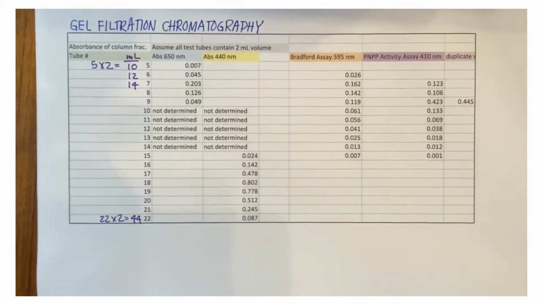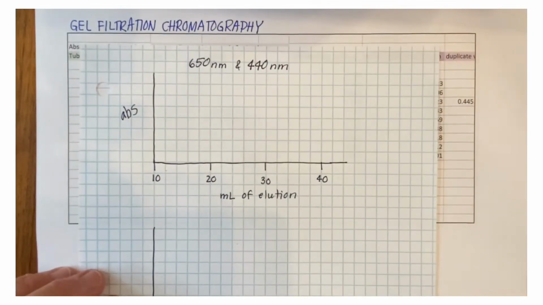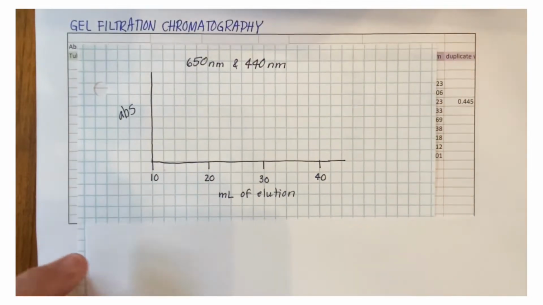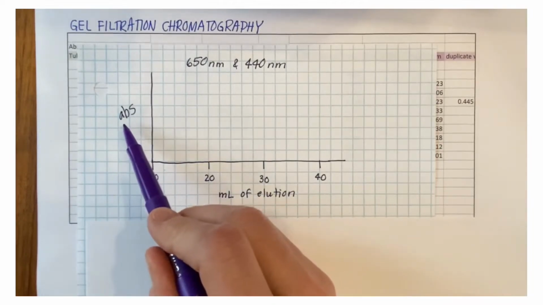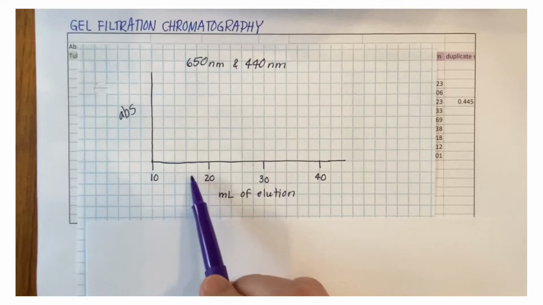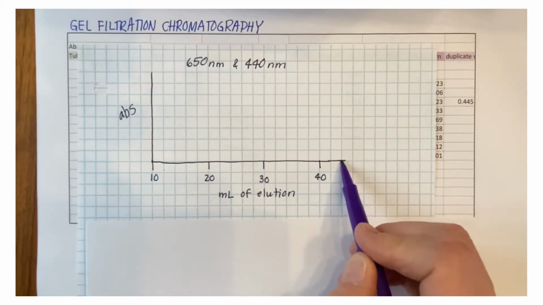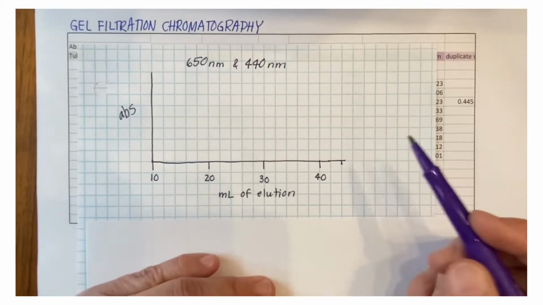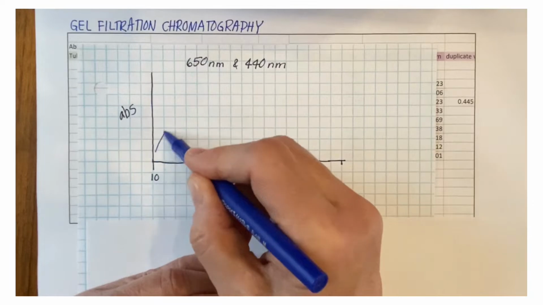So let's make that plot. It will look something like this. We're going to cover up the second plot first, so just focus on the first one. So we have absorbance on the y-axis. We have milliliters of elution on the x, and this will go to 44, which would be here. And if you plot it, let's do blue for the blue dextran. It will look something like this.